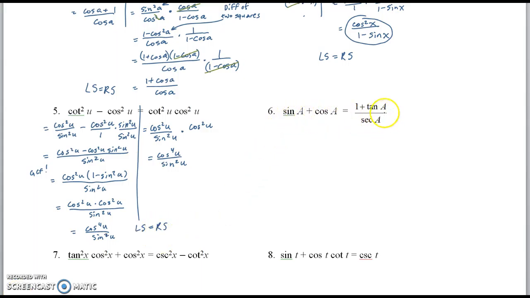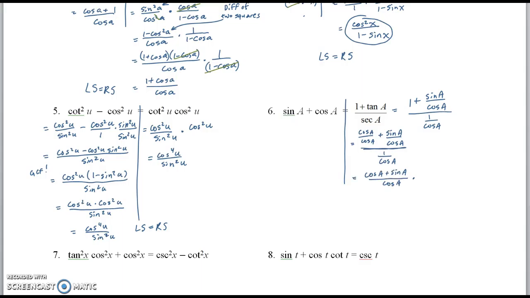Number 6, left side, sine A, cos A, not much to do there. Let's take a look at this complex fraction. Well, it will become a complex fraction. And so 1 plus tan A is going to become 1 plus sine A over cos A, and 1 over cos A for the denominator. And now get a common denominator up on top. So the 1 becomes cos A over cos A. You'll add those two together on the top, giving you cos A plus sine A over cos A. That's the top of the fraction.